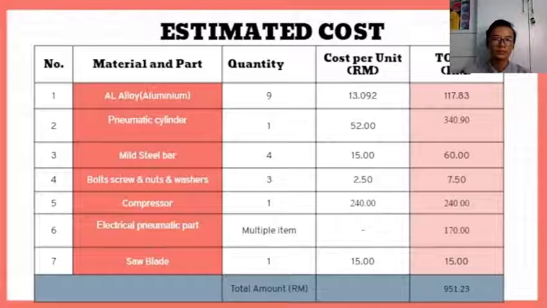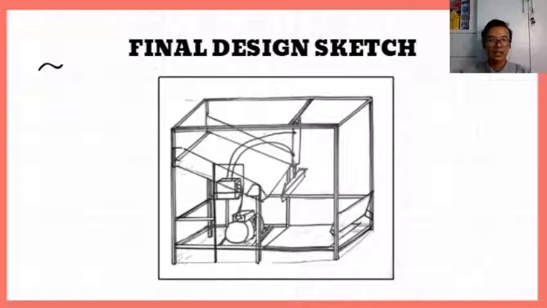This is our final design sketch. After we went through all of our last three sketches, we found out that the most suitable design mechanism, which is cheaper, is using gravitational pull, where we put the sugarcane on top of a slide, and then the slide, using gravitational pull, will move the sugarcane into a stopper. Then a cutting blade will cut the sugarcane, and then the sugarcane will fall down to the tray.